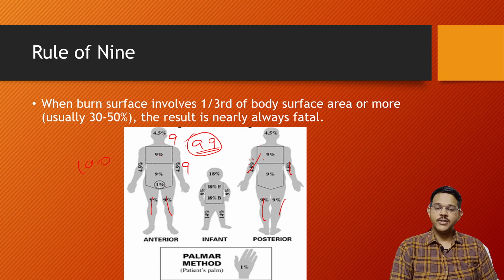So when burn surface is more than 1/3 of the body surface area, then the result is nearly fatal. If more than 1/3 of the body surface area is burnt, or 30 to 50% burns are seen, the person usually dies because of burns.